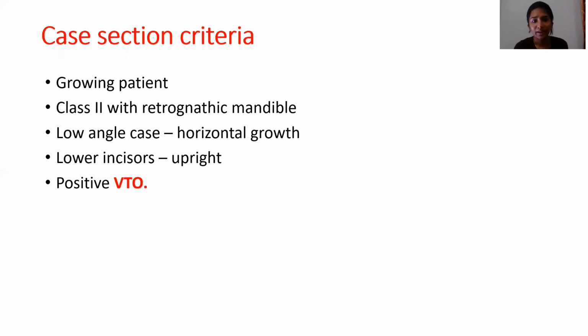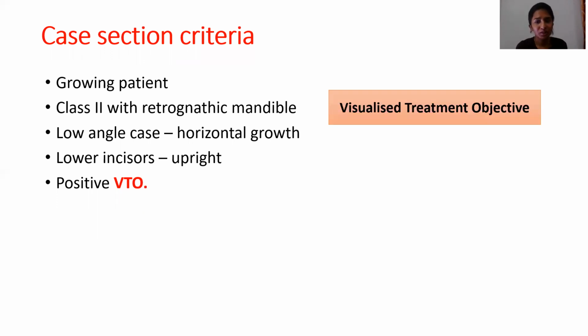So coming to the case selection criteria, it is important that the patient has to be growing, a class 2 patient with a retrognathic mandible, a horizontal growth pattern patient, the lower incisors need to be upright. All these 4 things you know already. Now the 5th thing, that is positive VTO. So what is the meaning of VTO, or what is the full form of VTO? It simply means that it is visualized treatment objective.